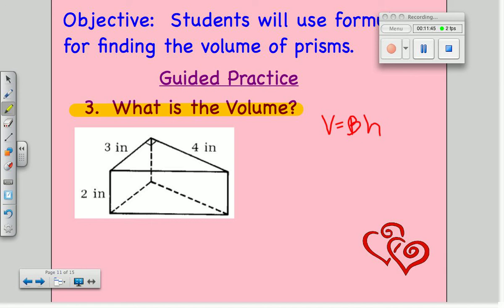The height was number 1. So the volume is, what was the base area in number 2? And what was the height in number 1? 2. So what's the volume?